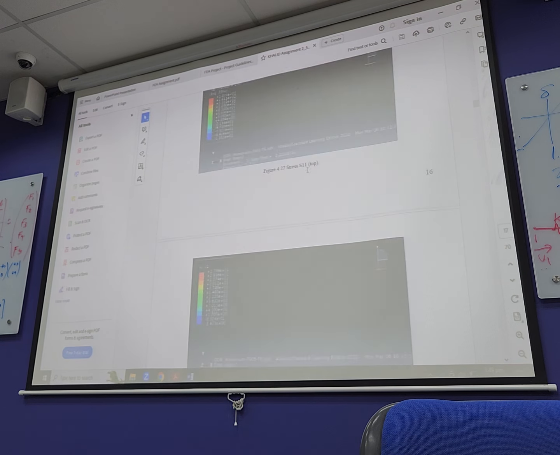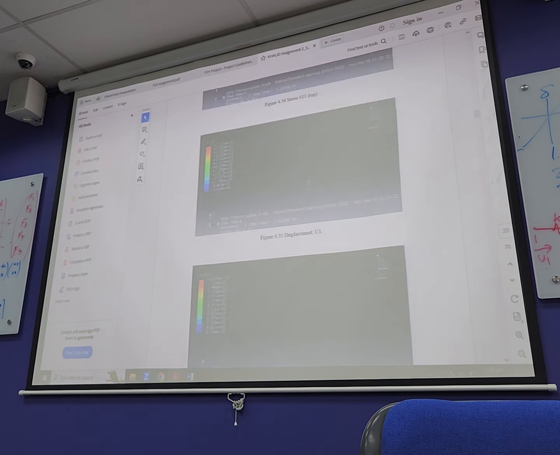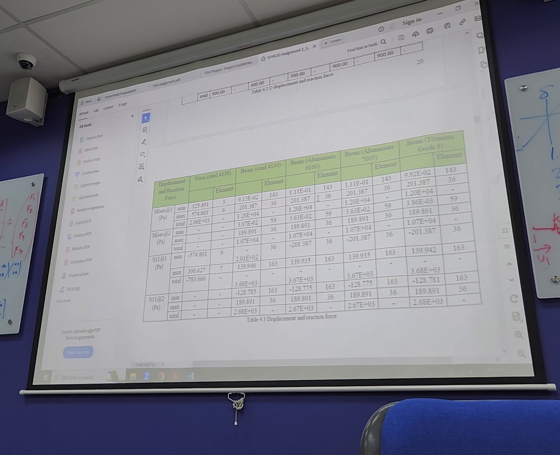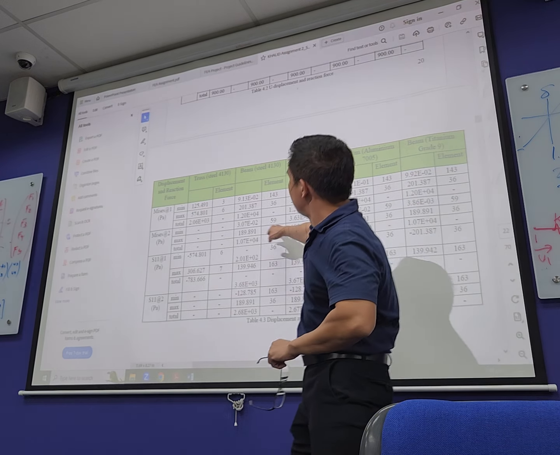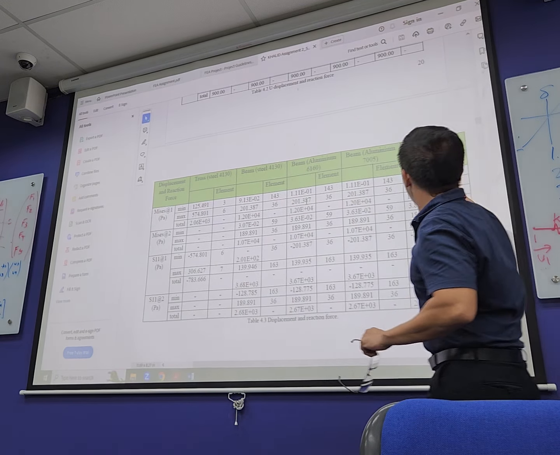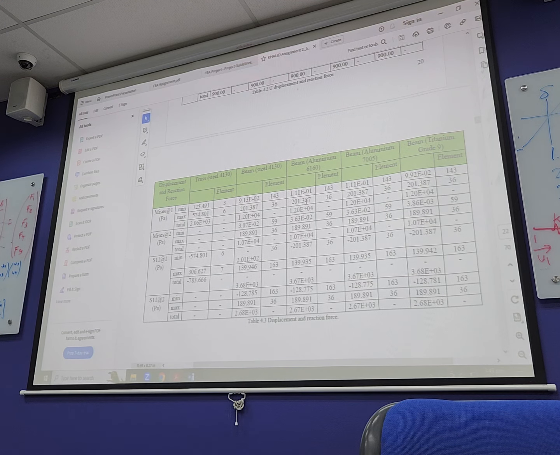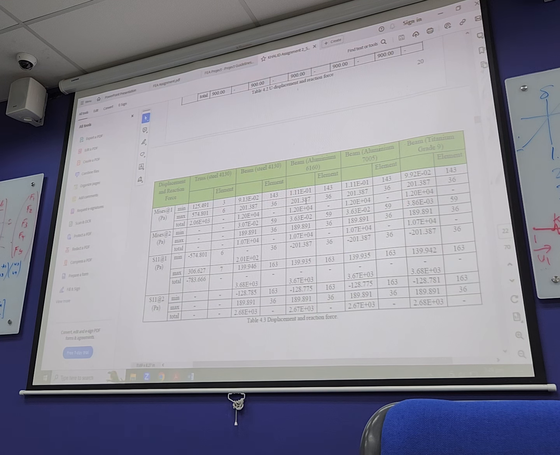This is the truss model. This is the beam model. Then you're supposed to compare the different types of element: steel element, aluminum element, titanium element. Which one is the most conducive? Are you going to use titanium because it's strongest, but it's going to be most expensive?